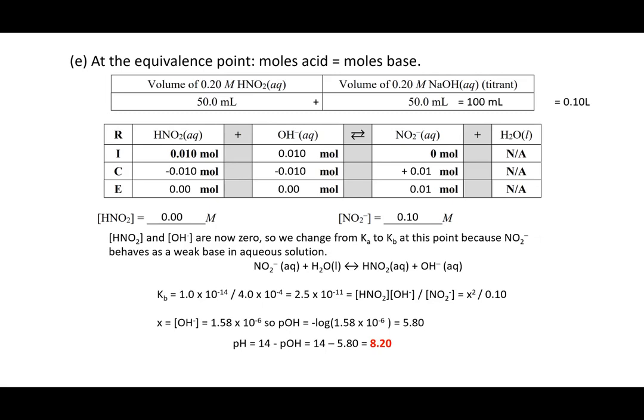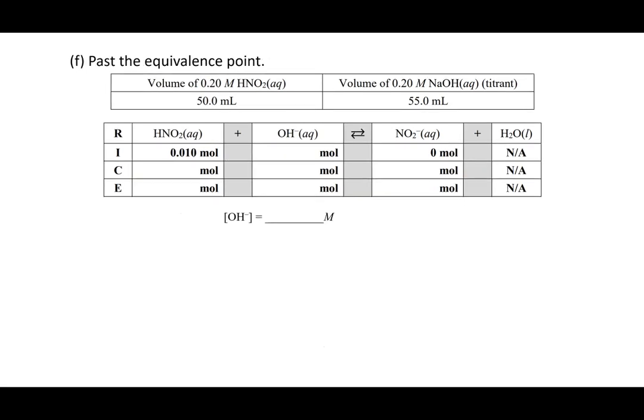So suddenly, our pH has taken a very sharp jump up, on the order of 10,000 times less acidic, just by adding 5 more milliliters of base. Okay? Now, let's go to the next step, point F, which is now past the equivalence point.